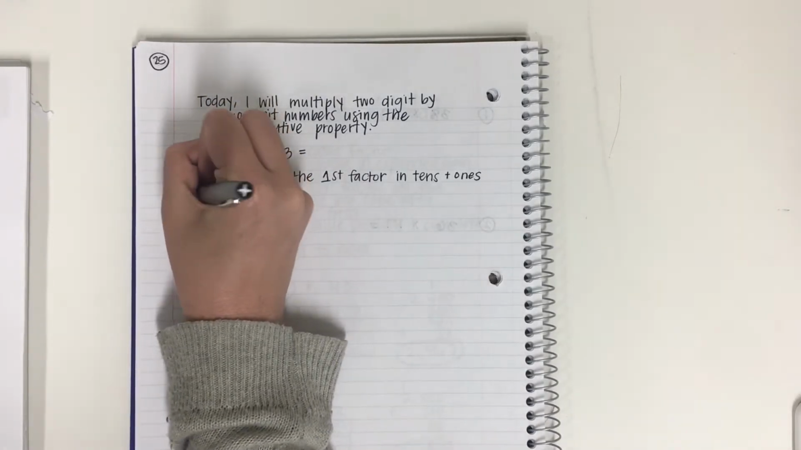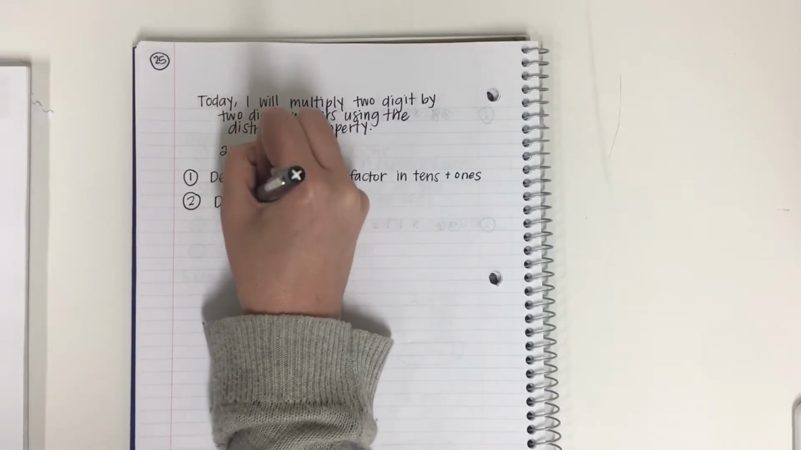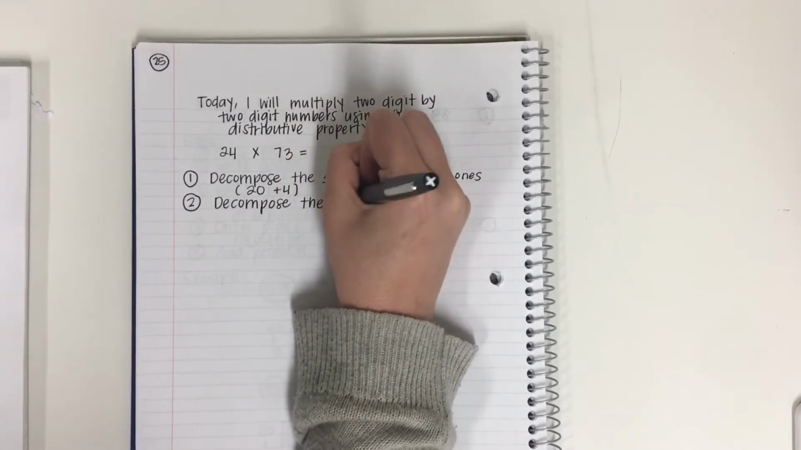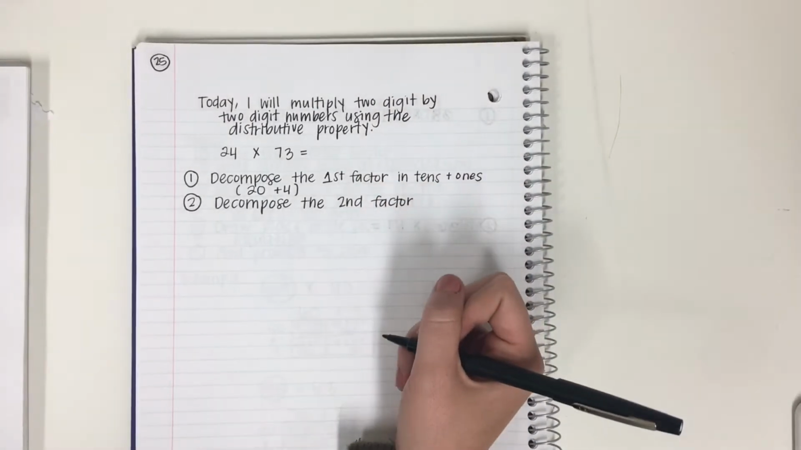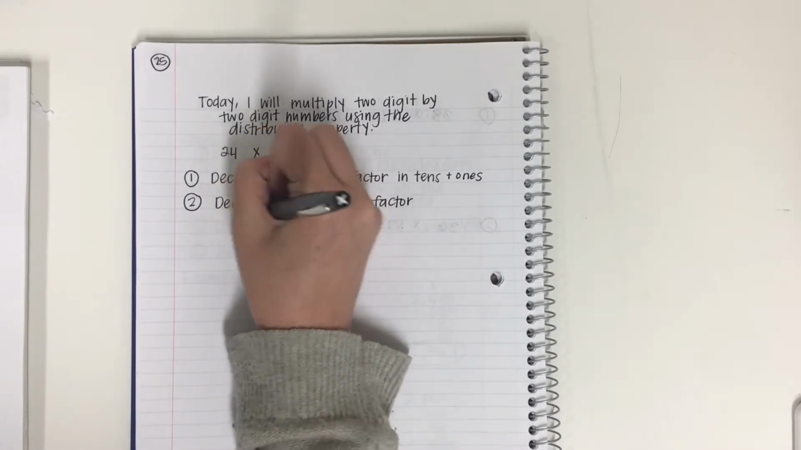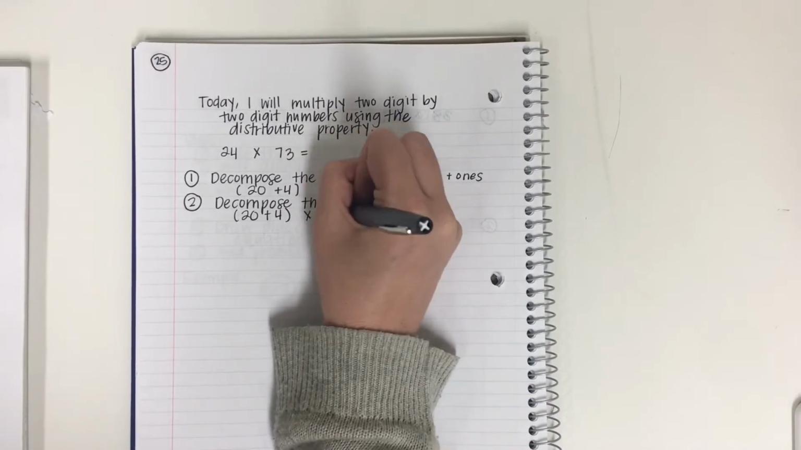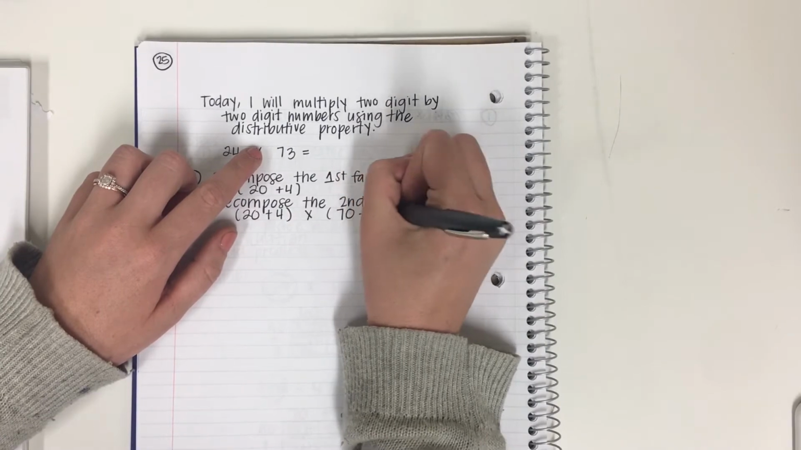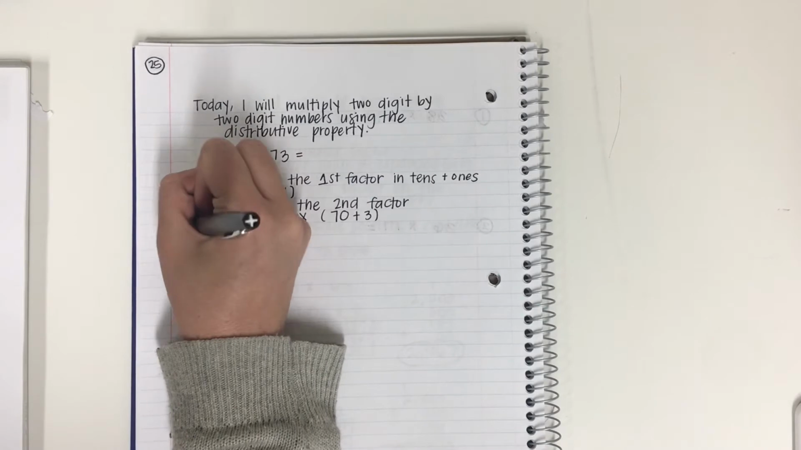Okay? Step 2. Decompose the second factor. So just like the area model, we're breaking down the factor and we're expanding both. So I'm going to break down the other one. So I have 20 plus 4 times 70, because there's a 7 in the tens place, plus 3. Okay?